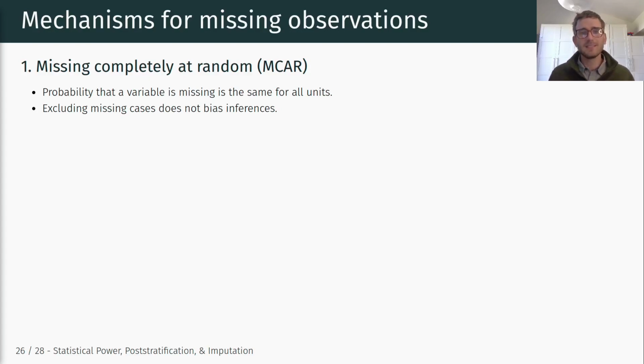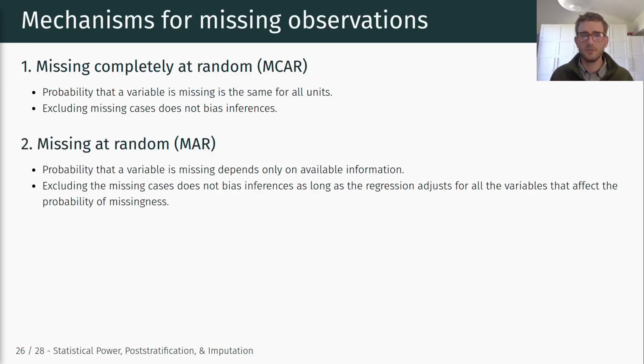okay? And this is the least problematic type of missingness, because whether or not a value is observed is completely random and independent of any other variable or indicator included in our data, so we can basically just exclude the missing cases without biasing any of our inferences, right? So by excluding the missing cases, all we lose is efficiency. Of course it would be nice to have all those observations, but at least excluding those missing cases doesn't bias our inferences in any way.